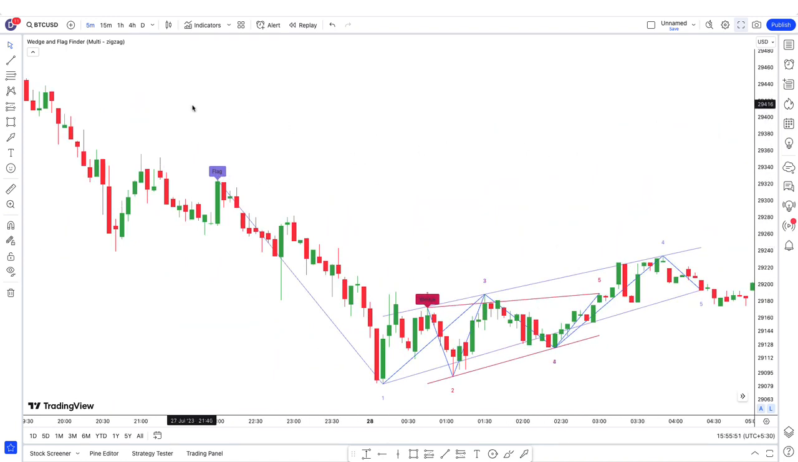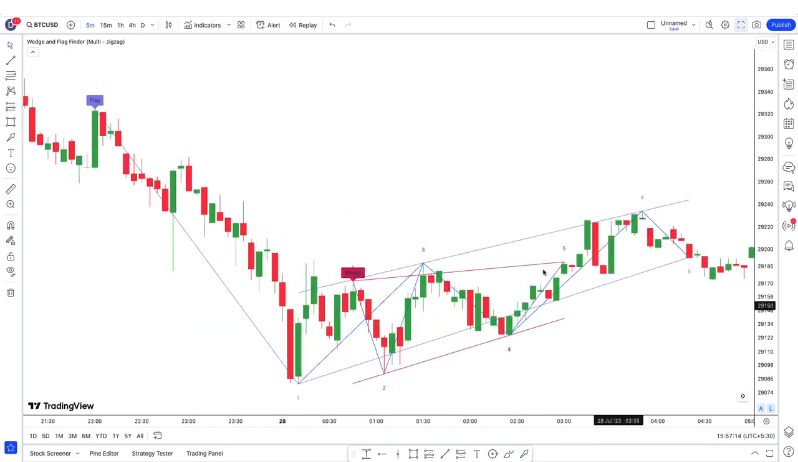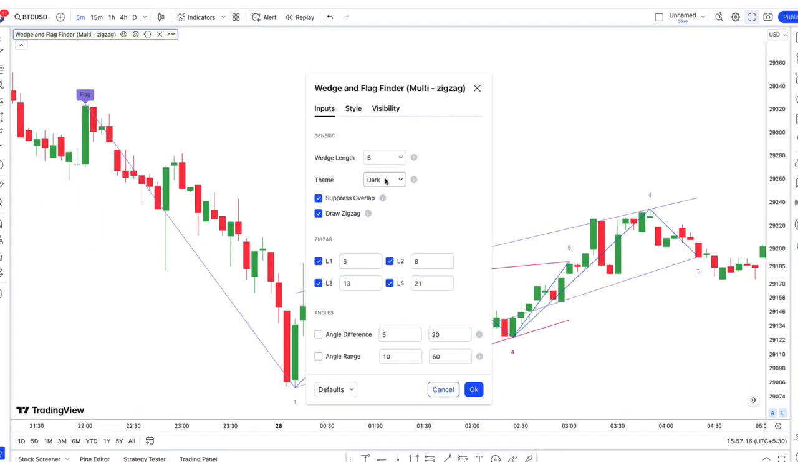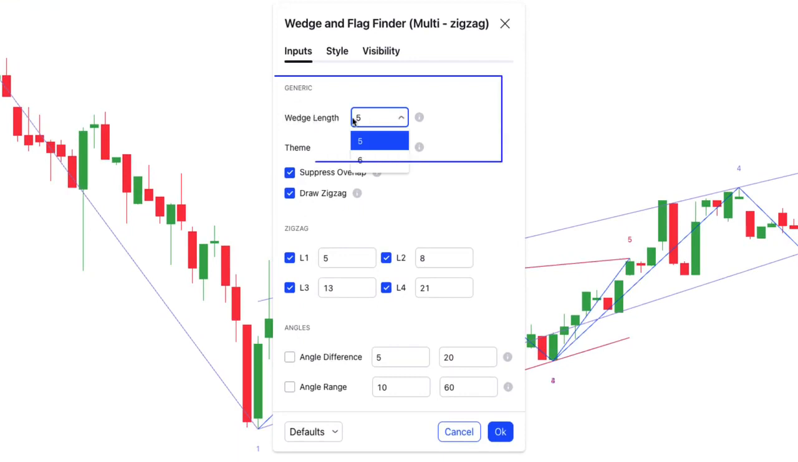If we head over to the Indicator Settings tab and navigate to the Input tab, we can see that the length of the wedges can be changed. This means that by changing this setting, you can change how many pivots a wedge can have. The following checkboxes are for visual changes.